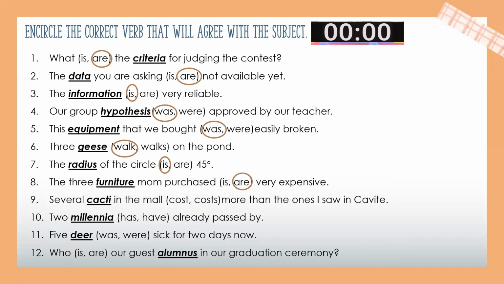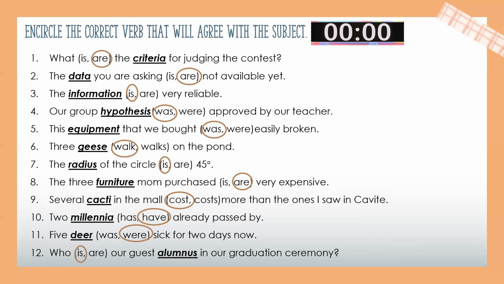Next, several cacti in the mall costs or cost more than the ones I saw in Cavite. Cacti is in the plural form. The verb is cost. Number 10, two millennia have already passed by. Millennia is in the plural form, use have. Next, 5 deer were sick for 2 days now. Deer is in both singular and plural form, but because of the counter 5, we understand that this is plural. Therefore, we use were. Lastly, who is our guest alumnus in our graduation ceremony? Alumnus is in the singular form, therefore our answer is is.